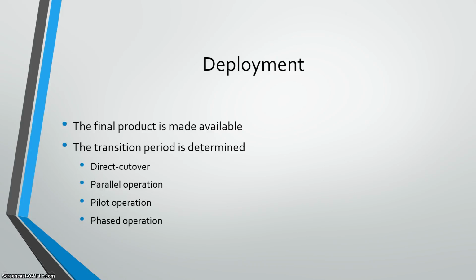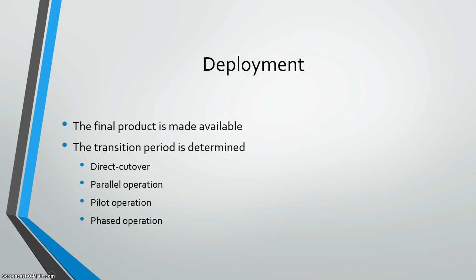which leads us into the deployment stage, which is where the final project is made available. The most important thing to worry about in this stage is the transition period. Harry Rosenblatt describes four methods of transitioning. Direct cutover is where the old system is retired and the new one is added. Parallel operations is where both the old and new system are running at the same time until the old one is retired.